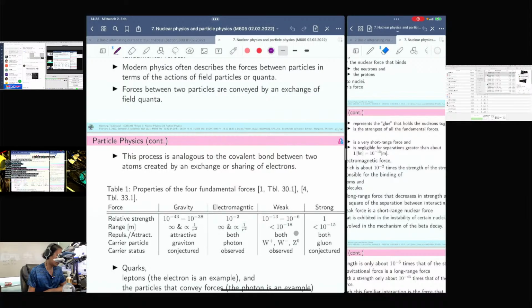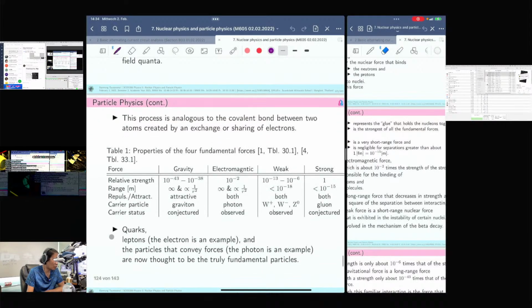What about the weak force? Of course, the W plus boson, W minus boson, and Z0 boson are already observed by humans because we have already discovered them. And what about the strong force? The gluon is still not verified, but the physicists believe that there should be a particle known as the gluon. This is still conjectured, still in expectation for humans to find.